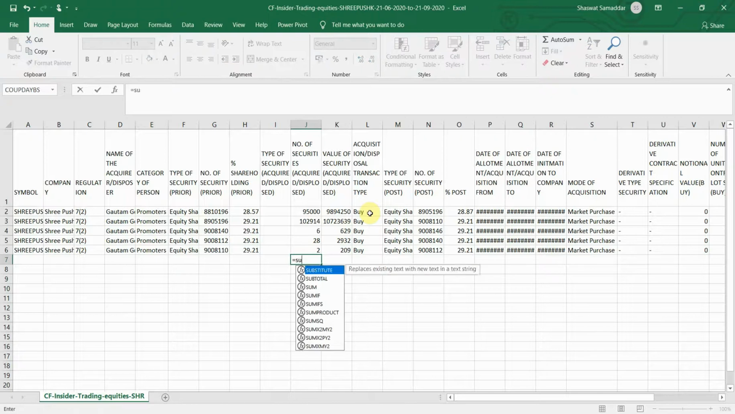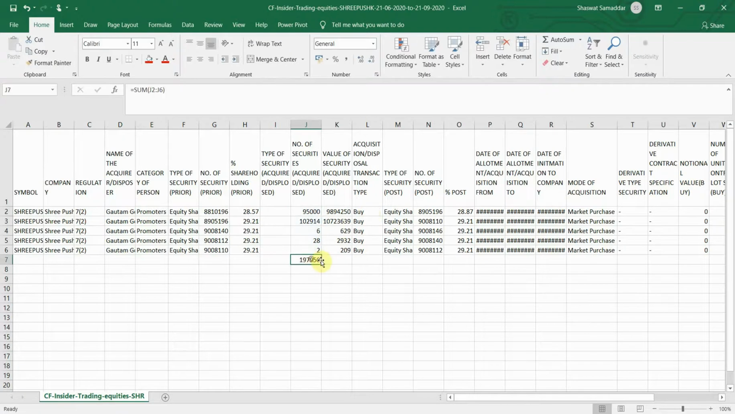So let me just apply the sum function here and I'll calculate the total number of securities and I'll just drag it down to the total value of security. To reach the average price at which the promoters have made a position, what we have to do is divide the total value of securities by the total number of securities. So let me just go ahead and do it. Okay, so it comes to be 104.2 rupees approximately.